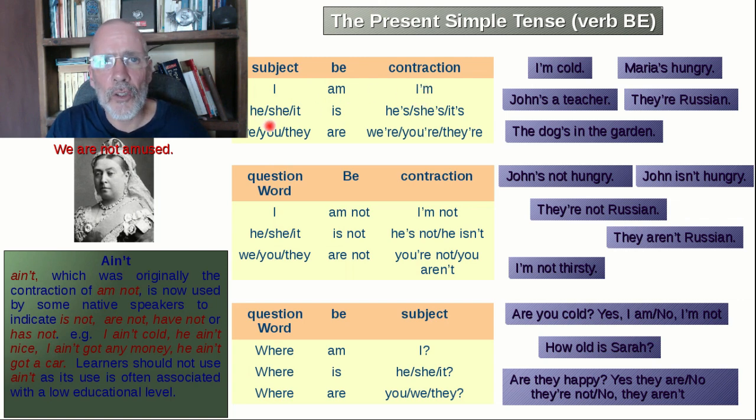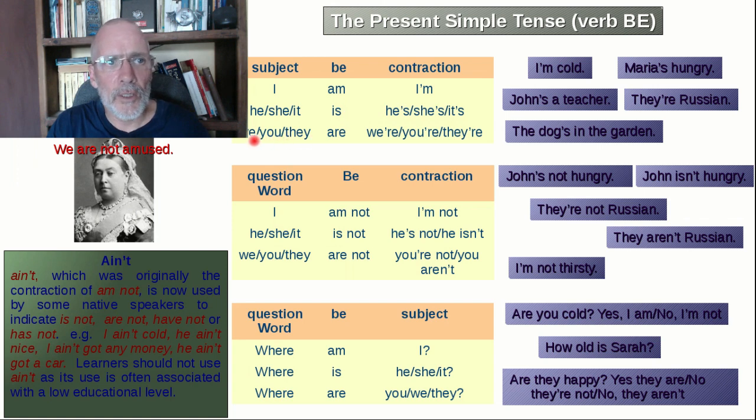When the subject is the third person singular, he, she or it, we need to use is. Is is the correct form of the verb be in the present simple when the subject is third person singular. This too has its contractions, and as I mentioned earlier, you should always try to use the contractions because native speakers will nearly always use contractions in normal speech. And the contractions here are he's, she's, or it's. We're just contracting the is to an 's', he's.